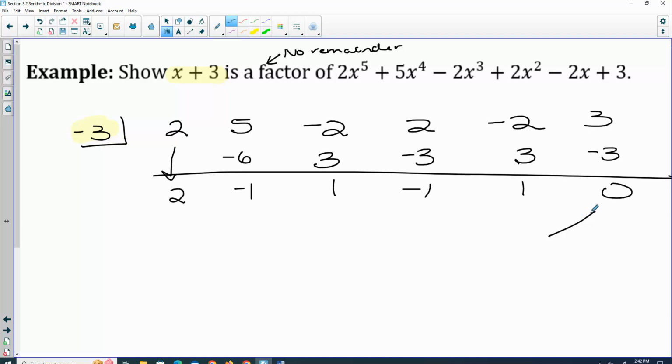This time I didn't even ask you what the quotient was. I just said, show me it's a factor. So this means the remainder is 0, which means it's a factor. It divides evenly without any remainder. Do you guys remember doing synthetic division before? Are there questions for me so far?